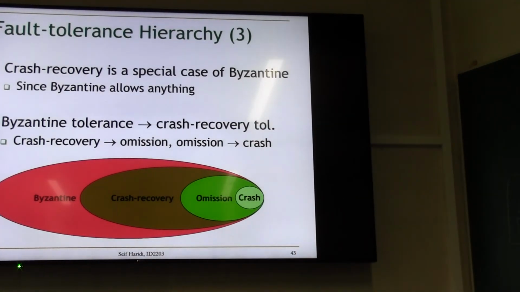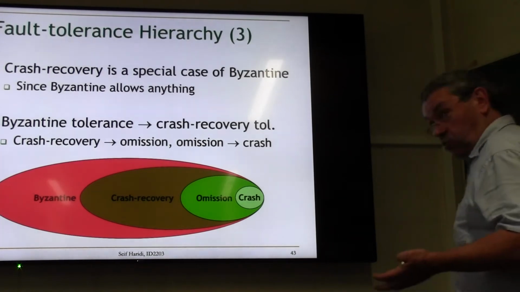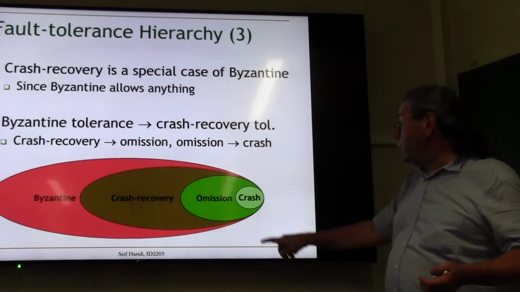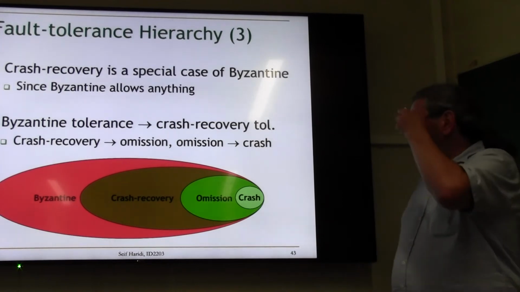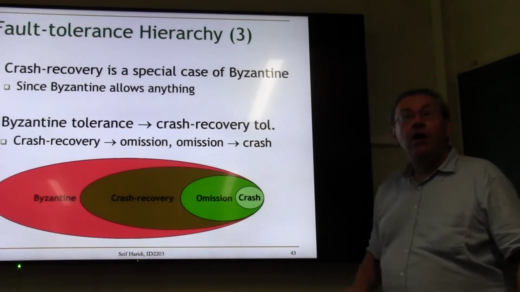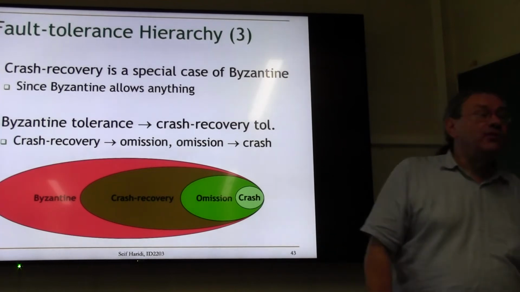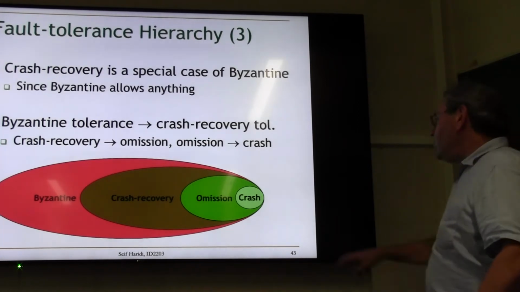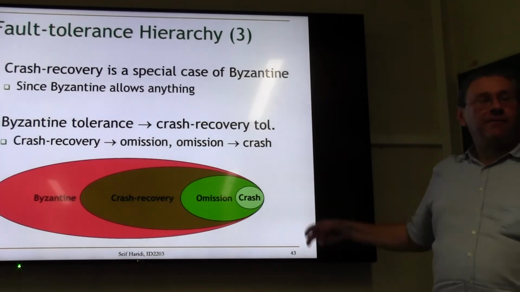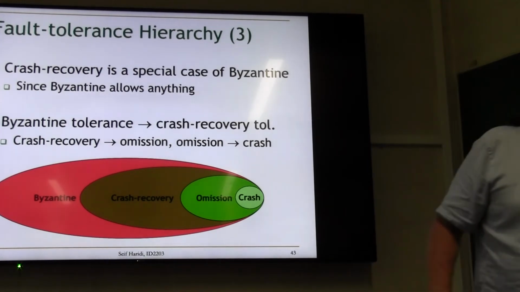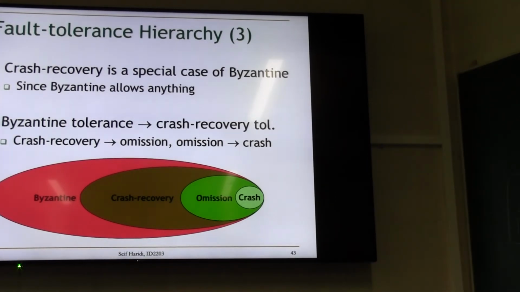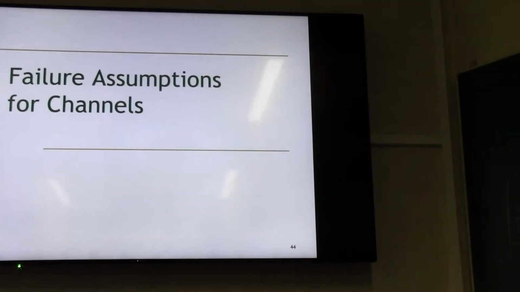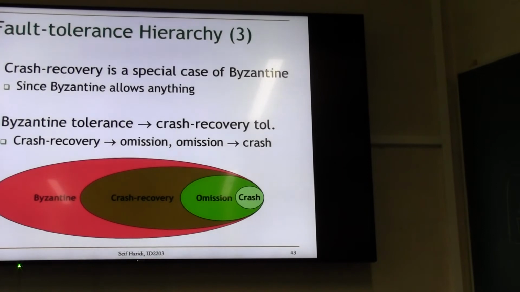So if I have an algorithm that works for crash recovery, it will also work for omission, and it will also work for crash. If I have an algorithm that's designed to work on omission, it will also work for crash. And a Byzantine algorithm will work for any kind of system. Okay? So why don't we always do Byzantine algorithms then? Because they're extremely slow. So in many cases we don't do this. We try to avoid them for that. Okay, so that's the fault tolerance.